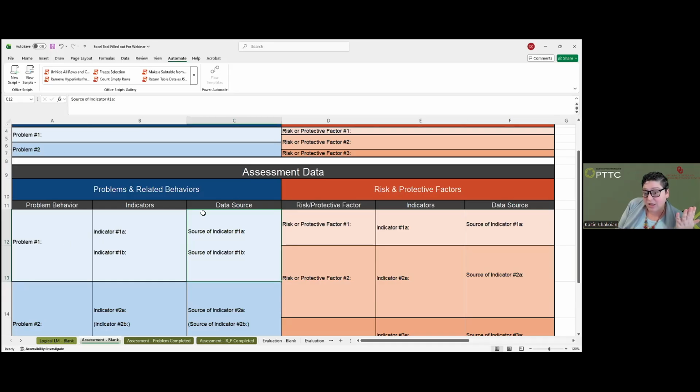So if I were looking at this, maybe I'm going to say that the problem that stood out to me was really underage drinking. And the indicator that told me that was nationally the highest rates of past month substance use, or the highest rates of use were for alcohol, right?